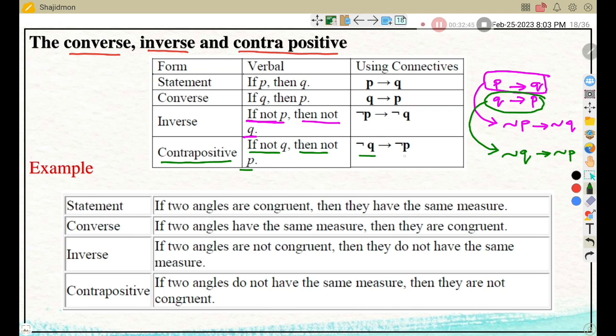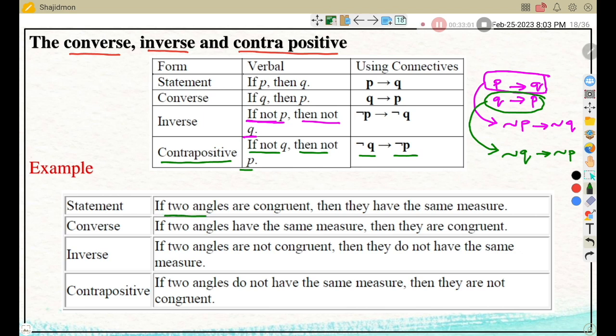That is negation of Q implies negation of P. So these are the three terms: converse, inverse and contrapositive. So how are we finding the converse of the statement, the inverse of the statement and the contrapositive? Now here one example is there.